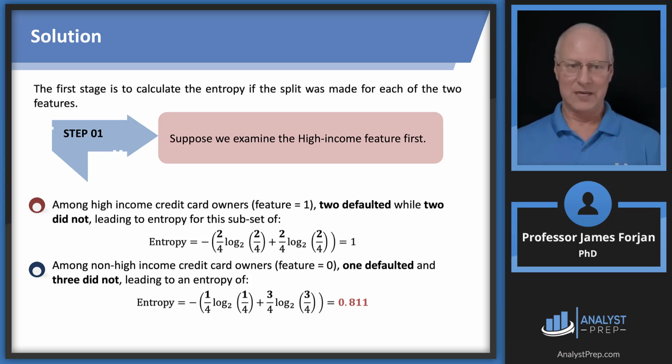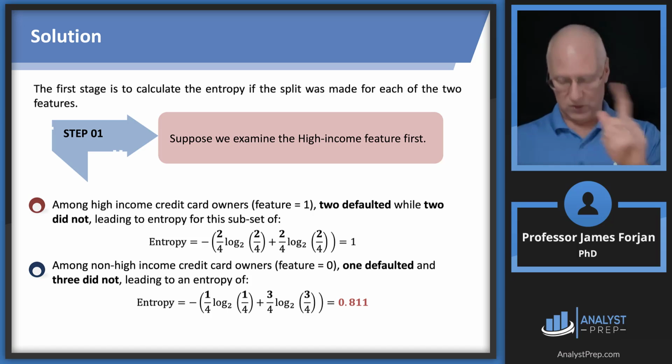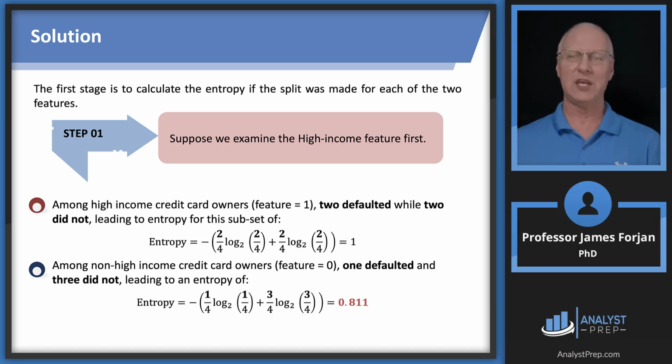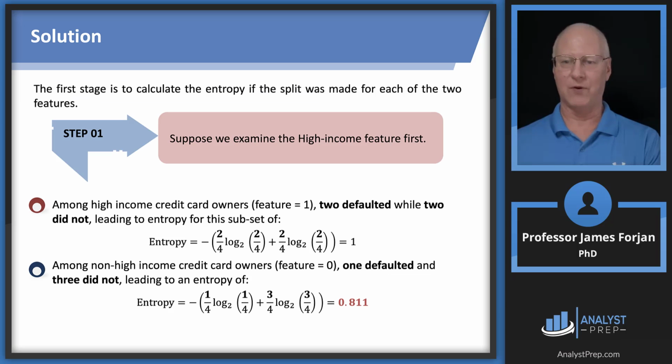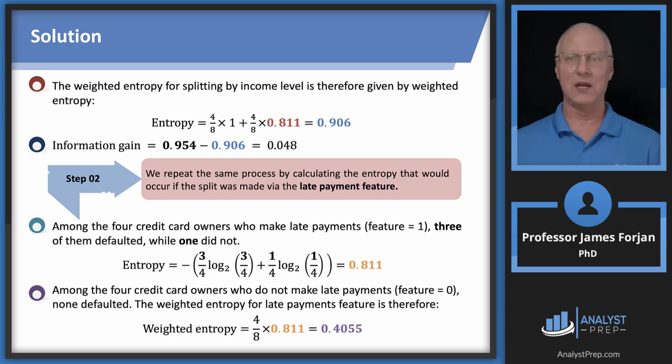But among the non-high income credit card owners, feature equals 0, 1 defaulted and 3 did not. I won't go back to that previous slide. You guys just take my word for it. And so that entropy turns out to be 0.811. So what did I say earlier? I'm guessing that you would have a table where you're given the 0.954 and you're given the 0.811, and they say something like, go ahead and compute the information gain.